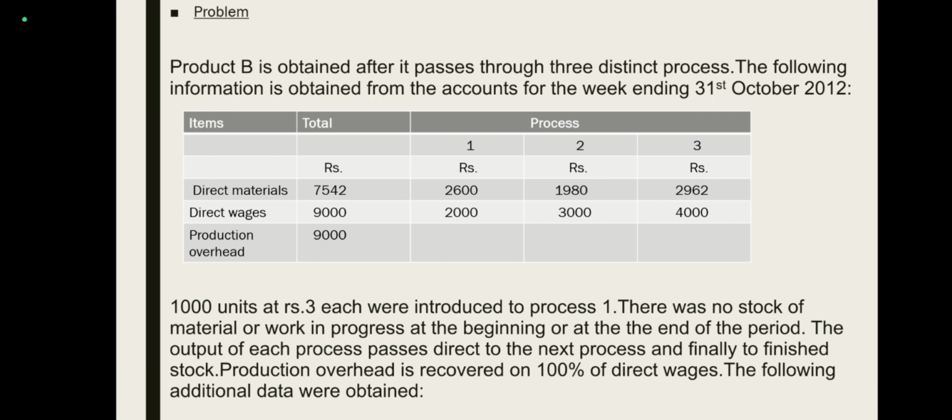There was no stock of material or work in process at the beginning or at the end of the period. The output of each process passes direct to the next process and finally to finished stock. Production overhead is recovered on 100% of direct wages. The following additional data were obtained.